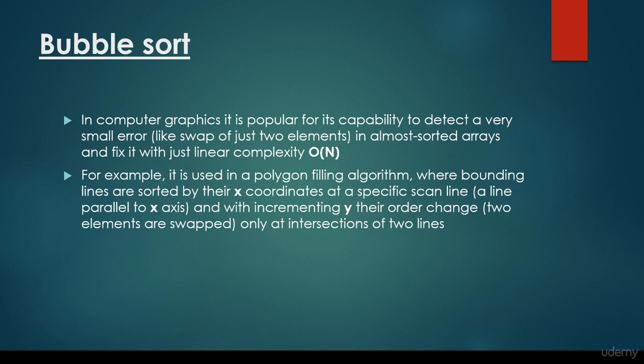Okay, so we have been talking about how bubble sort is not an efficient algorithm, but in computer graphics, it is popular for its capability to detect a very small error, like a swap of just two elements, for example in almost sorted arrays, and fix it with just linear complexity, O(n). Or for example, it is used in a polygon filling algorithm where bounding lines are sorted by their x coordinates at a specific scanline, and with incrementing y, their order changes only at intersections of two lines. So as you can see, it is not the most efficient algorithm, but on the other hand, it can have some applications as well.